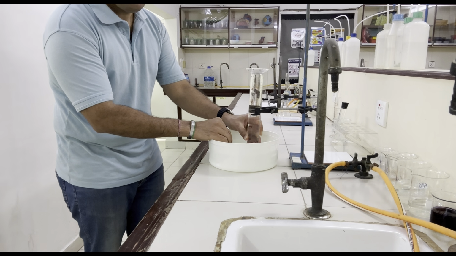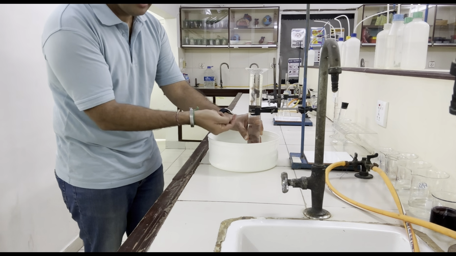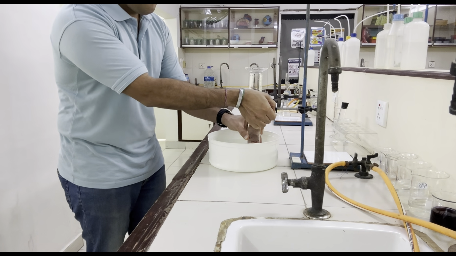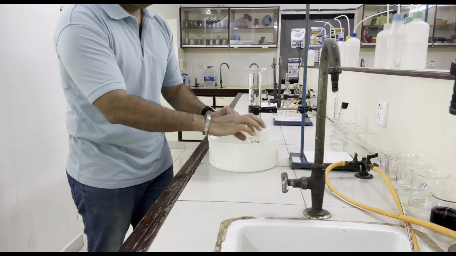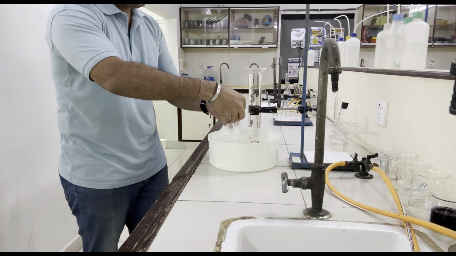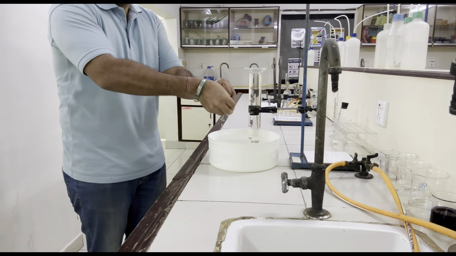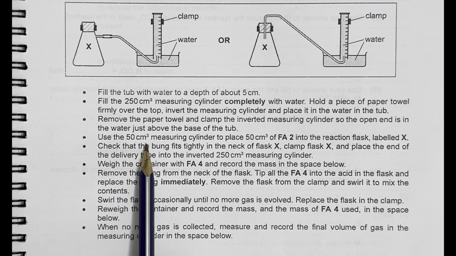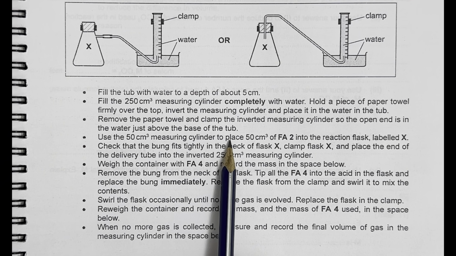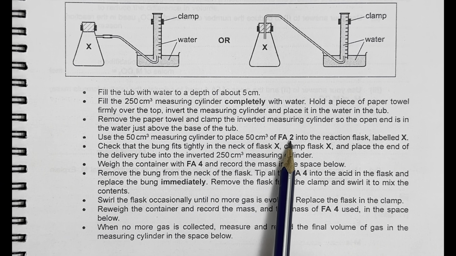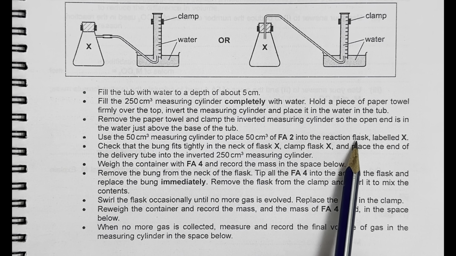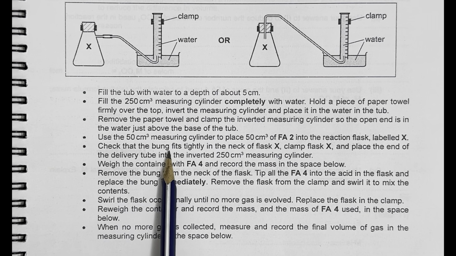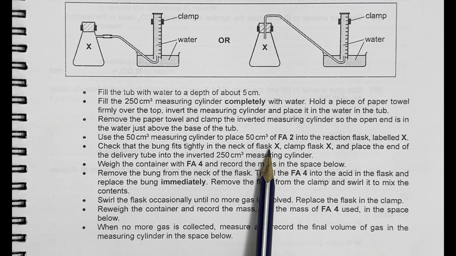Now I will lift it a bit so that I can pass the delivery tube from the bottom, and I will hold this in the clamp. Now remove this paper towel. Now use the 50 cm³ measuring cylinder to place 50 cm³ of Fa2 into the reaction flask labeled X. And then check the bung fits tightly in the neck of the flask.